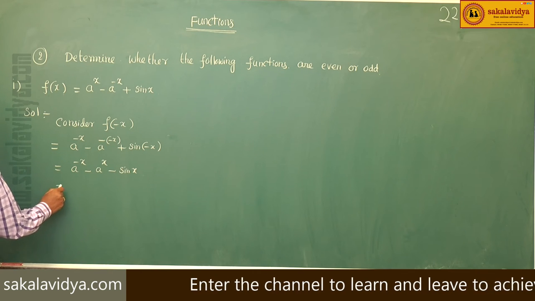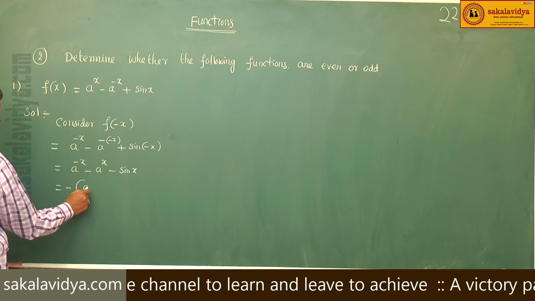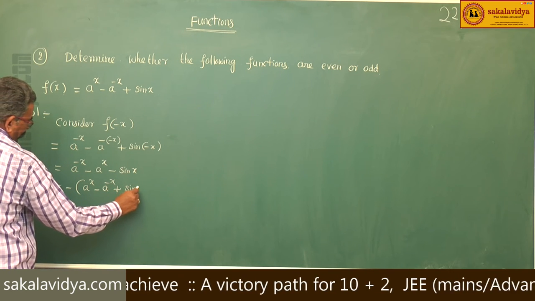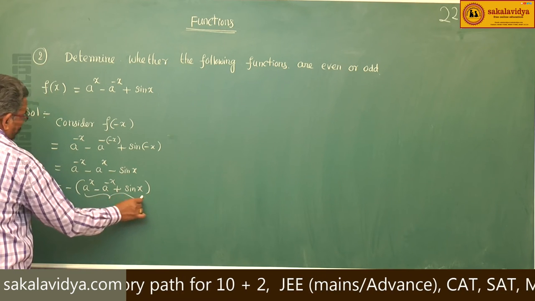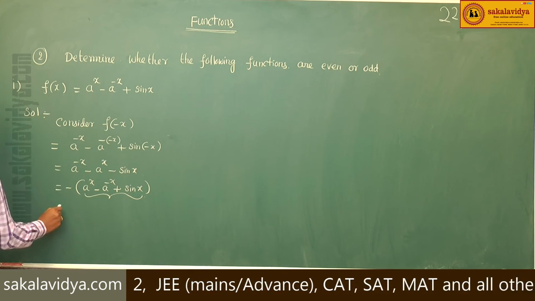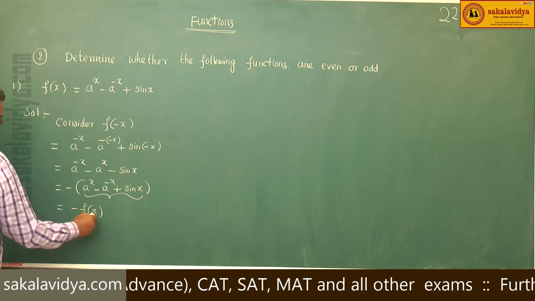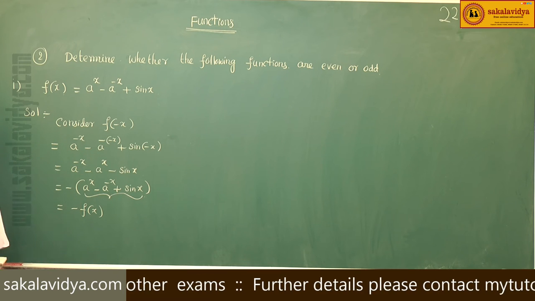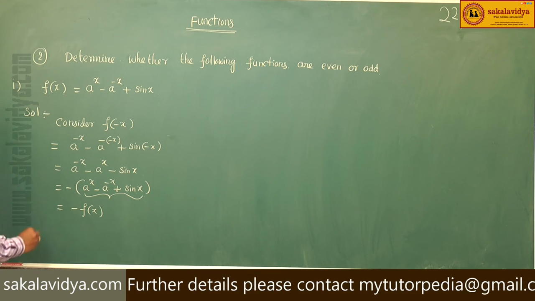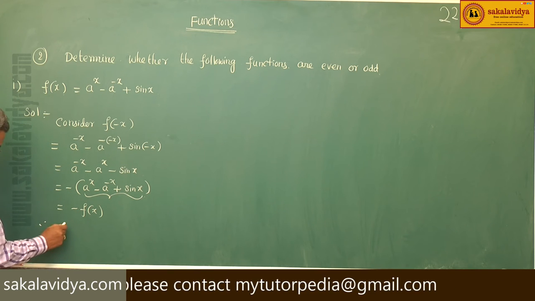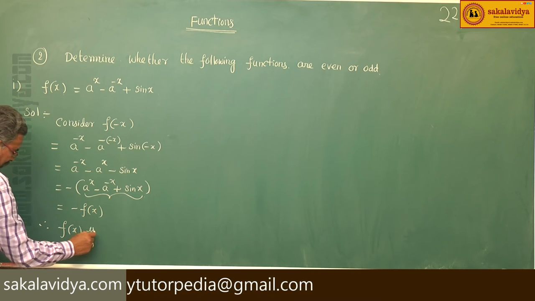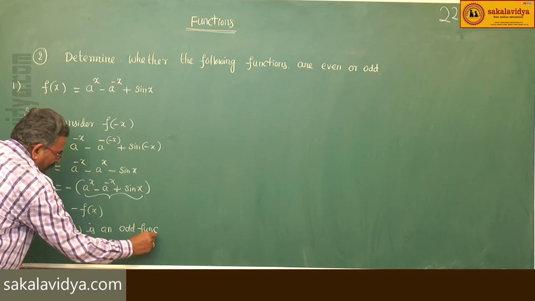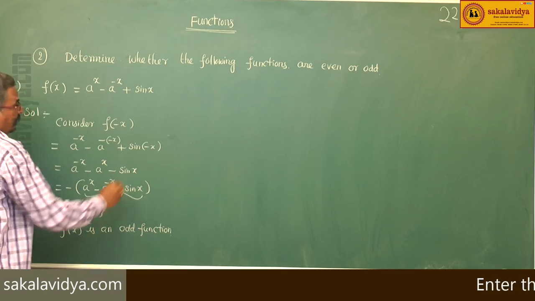Take minus common, and you get minus of a power x minus a power minus x plus sin x. See, we know that this is f of x, so minus f of x. Since f of minus x is equal to minus f of x, for x belonging to its domain, therefore here f of x is an odd function.